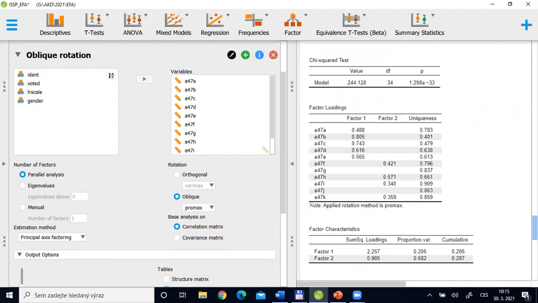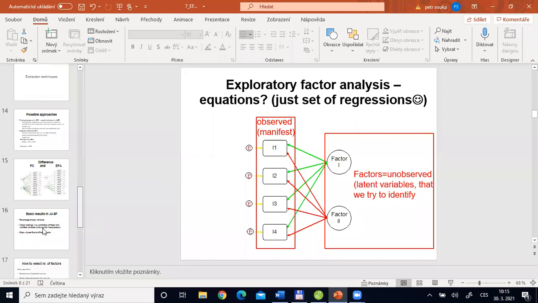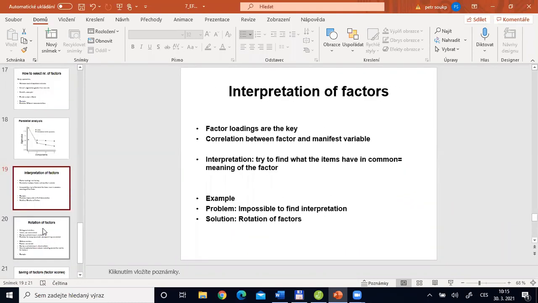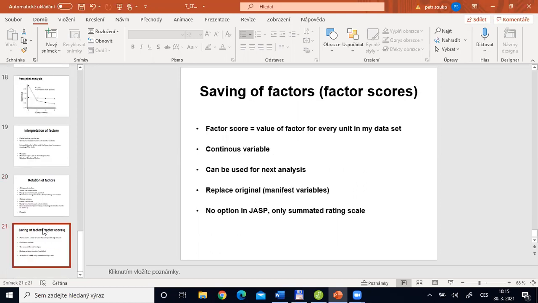So I would go back to my presentation, and here we have covered nearly all topics and nearly all interpretation. I would only add one more comment, and then we would switch once again into JASP, and we would perform the same analysis by principal components to see that this is a very close technique.